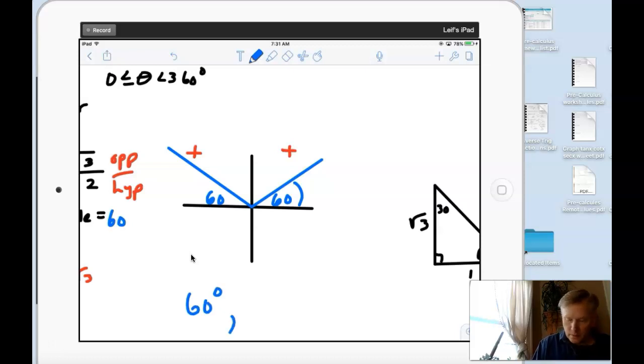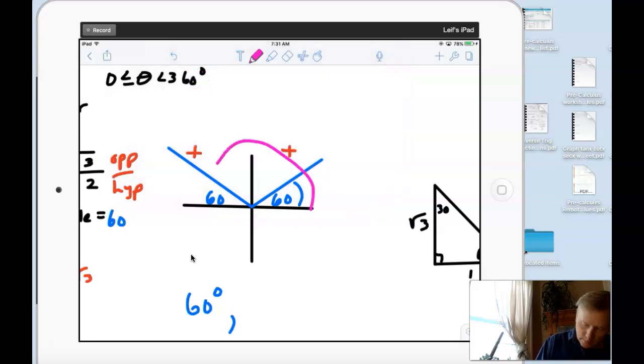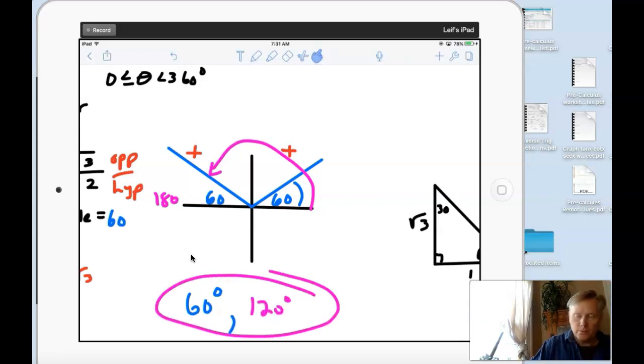It's just 60. The second one, though, is going to be starting at the x-axis and going over to that line there, which would be 180 minus 60 or 90 plus 30. Either way, you get 120 degrees. And those are your two answers.